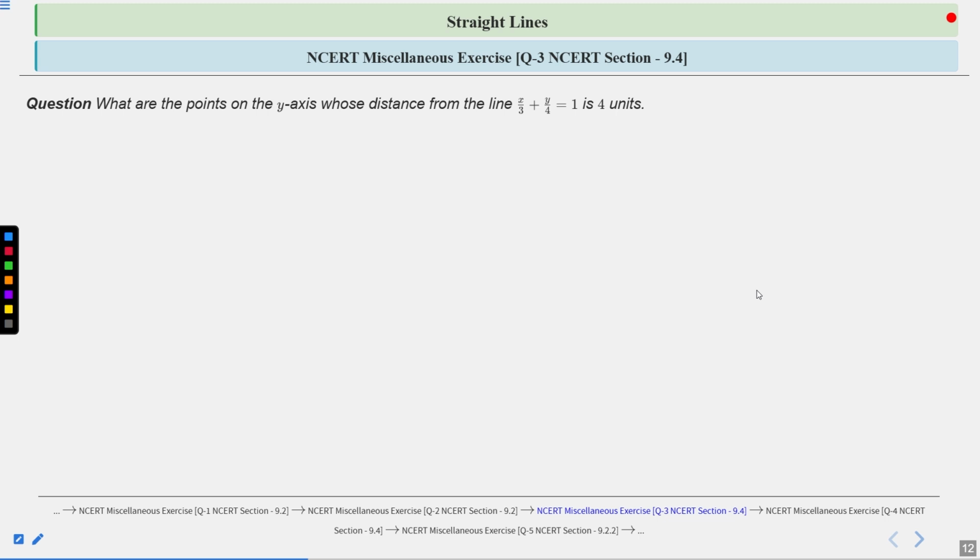So basically, we are given that the distance from the line x over 3 plus y over 4 equal to 1 to the points on the y-axis is 4 units, and we have to find the points on the y-axis. So let (0, b) be the point on the y-axis whose distance from the given line is 4 units.